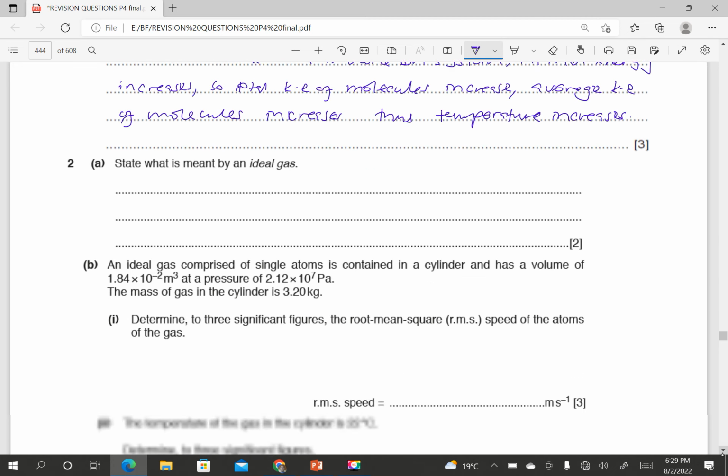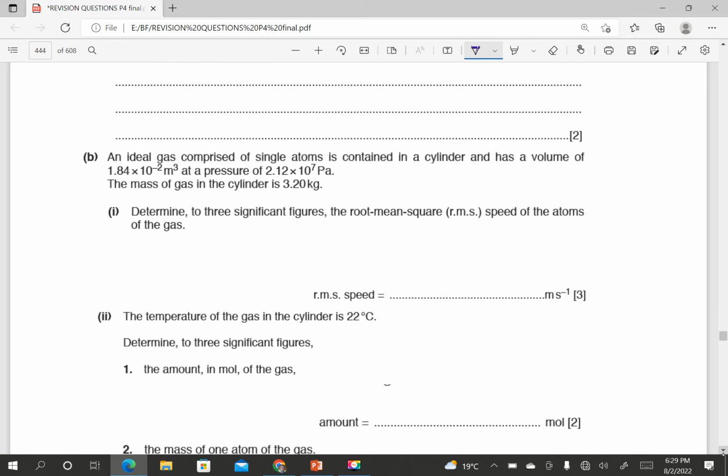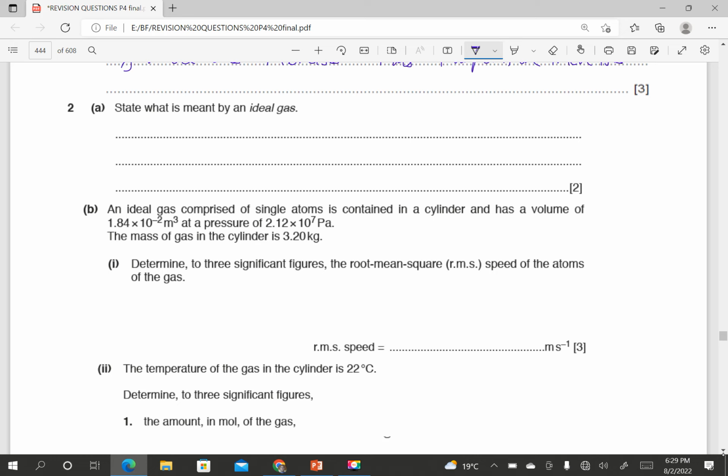Next, state what is meant by an ideal gas. We said an ideal gas is a gas which obeys the equation PV is equal to nRT at all temperatures and pressures.